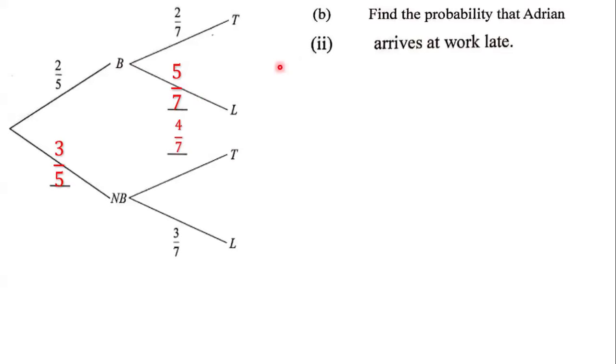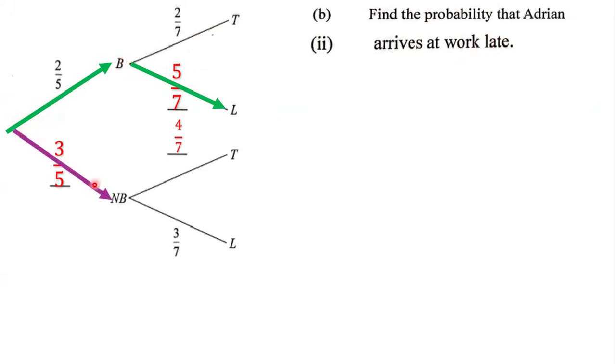Next, it says find the probability that Adrian arrives at work late. There are different ways that this could happen, so let's explore the possibilities. He could have breakfast, and the probability of that is 2 over 5, and then he could arrive to work late. That's a possibility. So we could have breakfast and then arrive late.